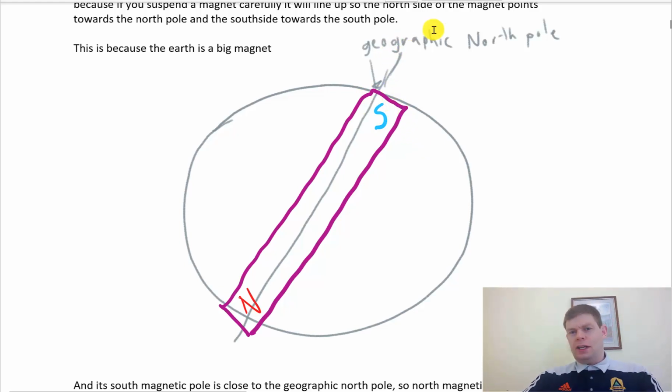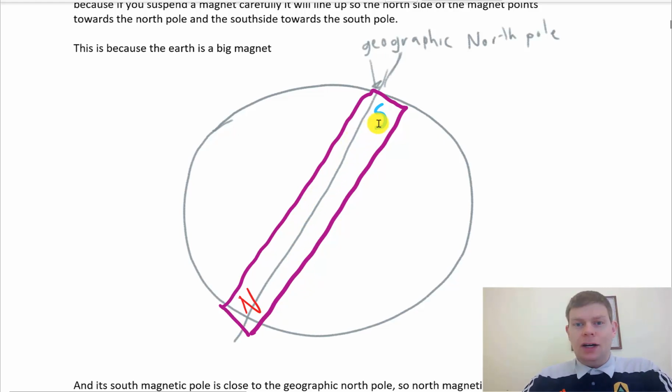The Earth rotates on its axis, and at one point where the axis intersects the Earth's surface, we call that the North Pole. And the other place where the axis of rotation intersects the surface, we call the South Pole. So that's the geographic North Pole or the geographic South Pole. That has to do with the Earth spinning. But the Earth is also a giant magnet.